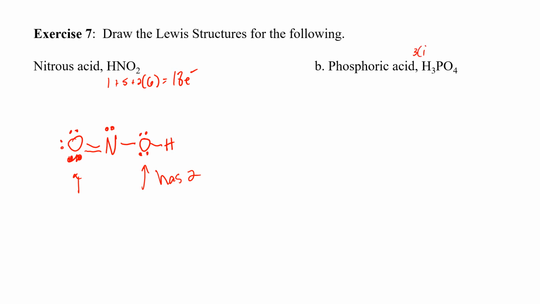So we've got 3 times 1 plus 5 plus 4 times 6 is 24. So that gives us 32 electrons to use. Phosphorus goes in the center. Attach your hydrogens to the oxygens. There's only 3 of them, so we're out. So now let's take a look. We've used 2, 4, 6, 8, 10, 12, 14 electrons, 16, 18, 20, 22, 24, 26, 28, 30, 32. Everybody's happy.